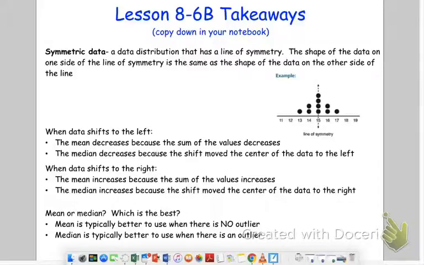And then this one's really important. Which one is best, mean or median? Well, mean is typically the best one to use when there's no outlier. However, if you do have an outlier, like that last problem that we saw with the populations of the cities in Colorado, when you have an outlier, the median is probably the better way to go.